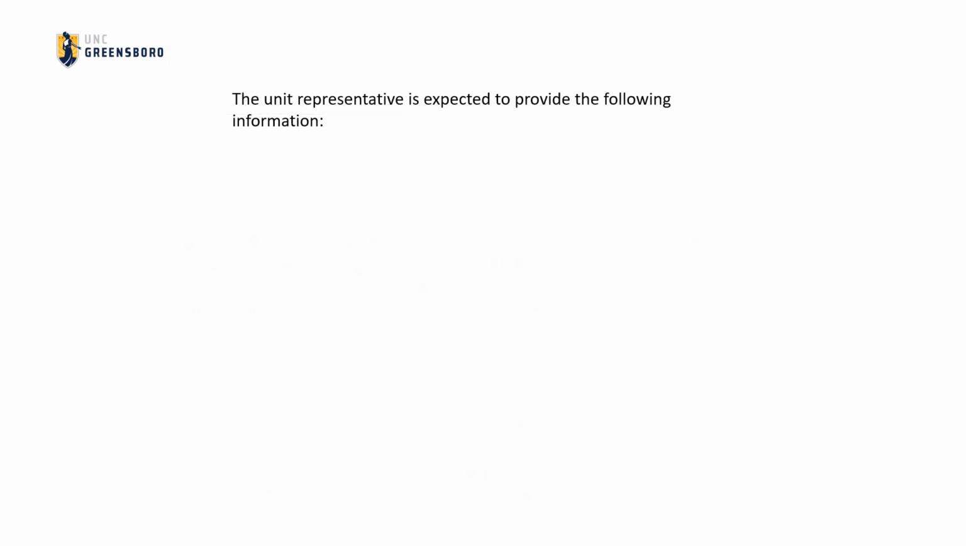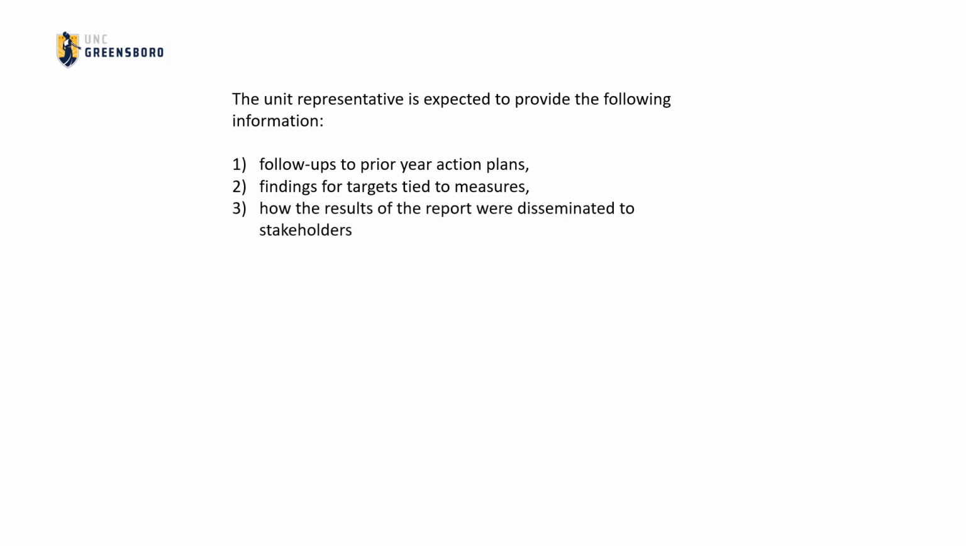The department's representative is expected to provide the following information onto the template: follow-ups to prior year action plans, findings for targets tied to the measures for institutional effectiveness objectives, how the results of the report were disseminated to stakeholders, new action plans for the upcoming academic year.